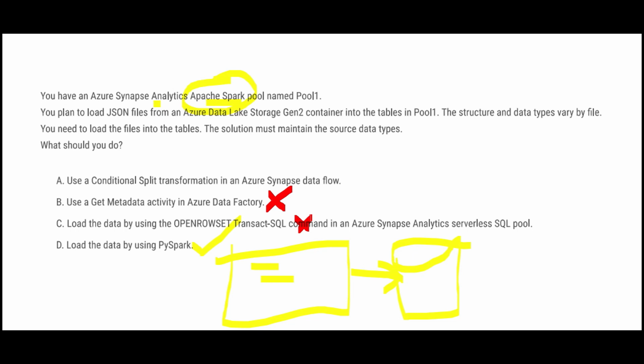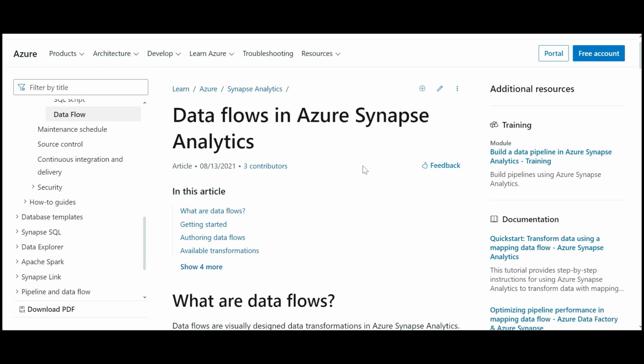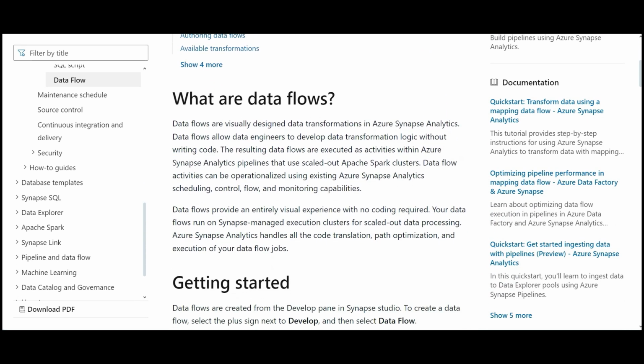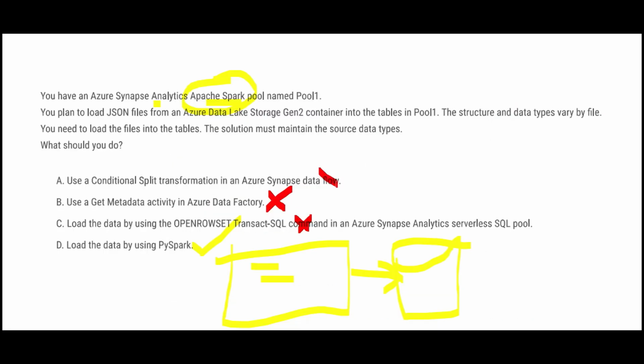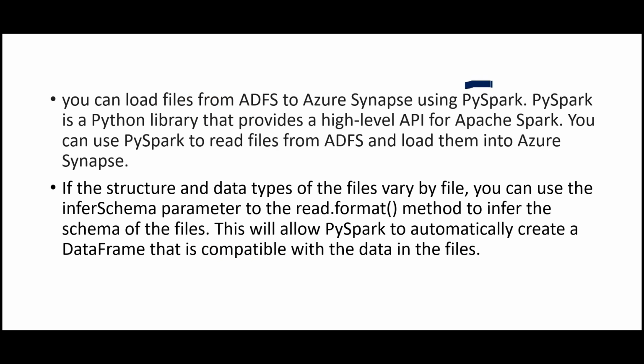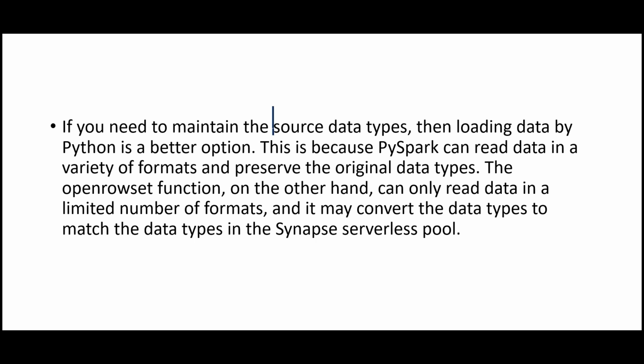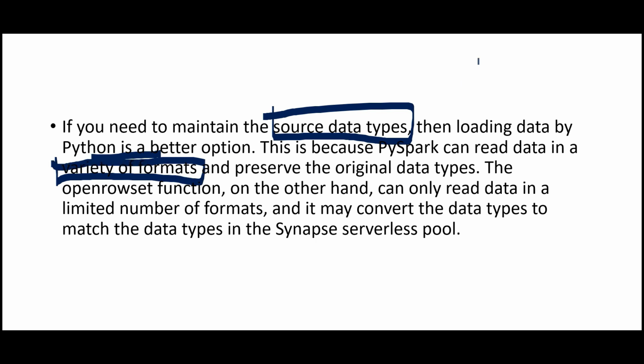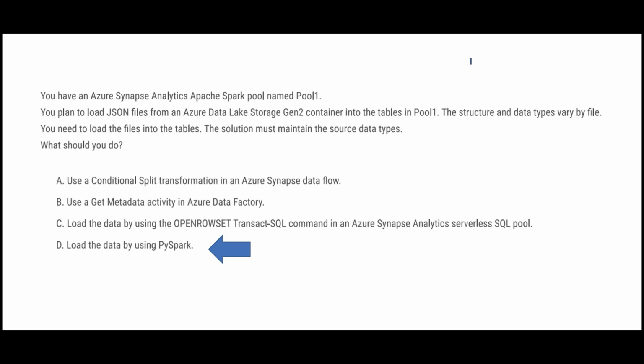And then A says use Synapse data flow. This is also not required, since we are not talking about just the Synapse pool, but a PySpark or Spark cluster. So this will also not fit. So we would go with PySpark. It has libraries to support this kind of work, and if you want to maintain source data types, Python is a better option. But with PySpark, the advantage is you can use a variety of formats. Our answer is option D, load data by using PySpark.